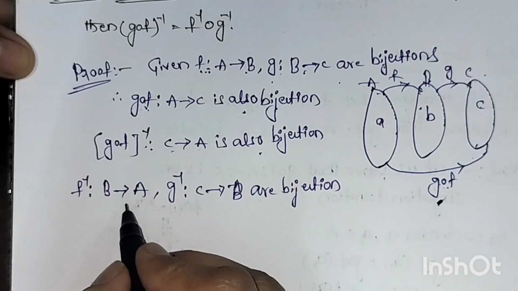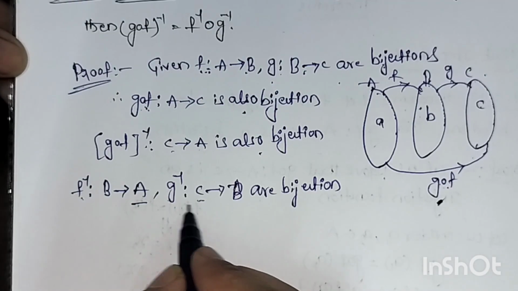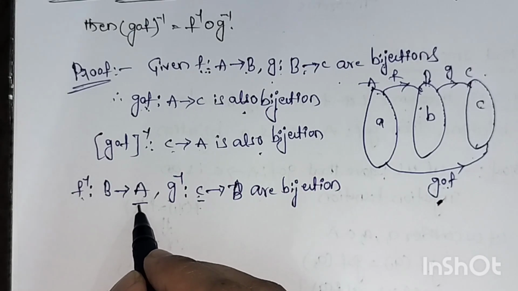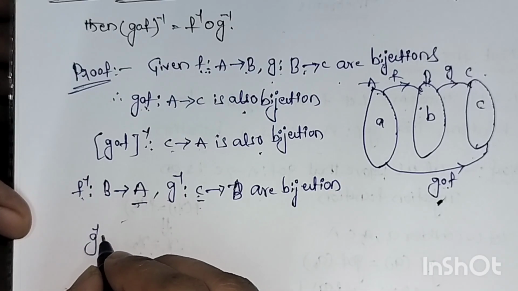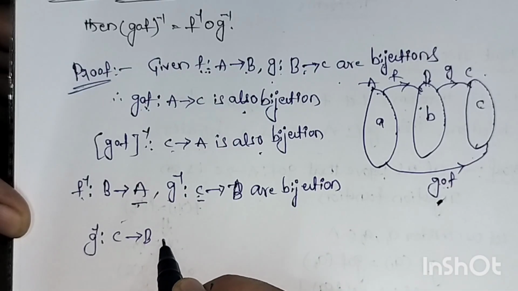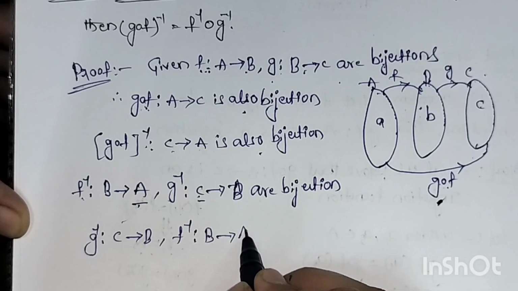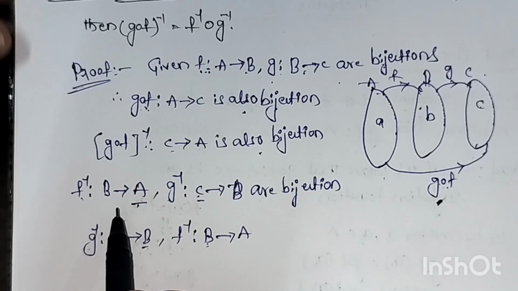You can see here, codomain of this function and domain of this function, are these two equal? No. Here set C, here set A. The comparison is not correct. Then G inverse maps C to B, F inverse maps B to A. Codomain of this function, domain of this function, these two are equal.